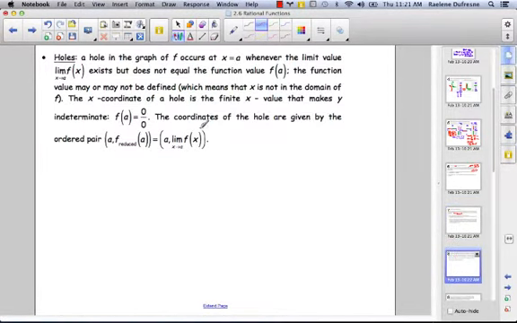For a hole, we said just recently with the x over x graph, which is our basic removable discontinuity function, that the graph of f has a hole in it at x equal to a whenever the limit value exists but does not equal the function value. So we could have a graph like this, or we could have a graph like this.